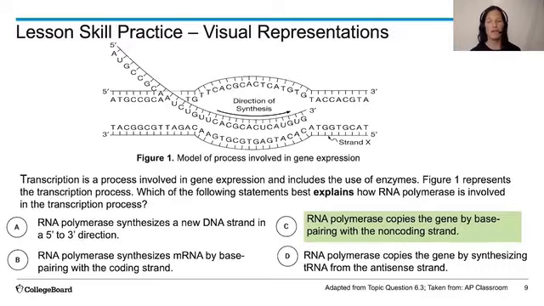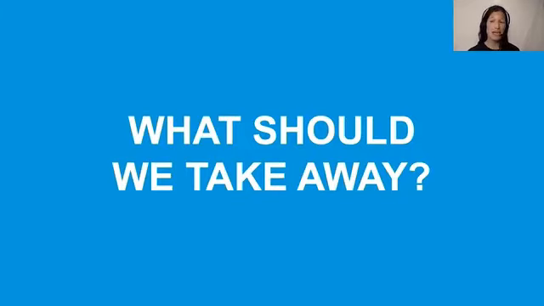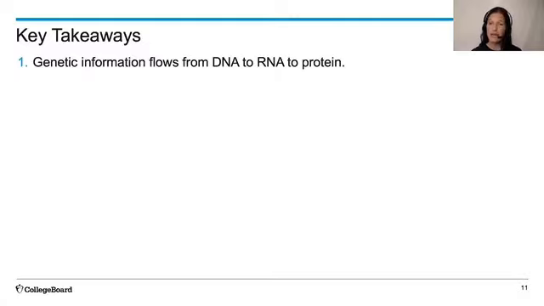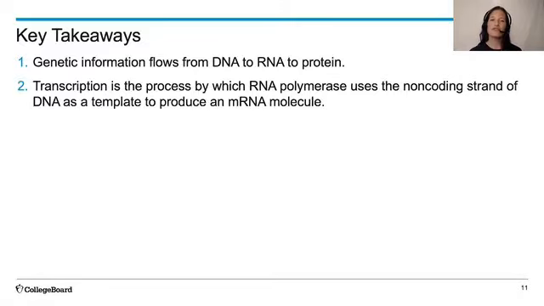Hopefully you're feeling confident and comfortable with the content that we talked about. If not, feel free to go back, rewatch the video, take some notes for yourself, and look at these key takeaways. Make sure that everything is synthesizing itself the way we hope it does. So our big takeaways, what did we learn? Genetic information flows from DNA to RNA to protein. This is sometimes called the central dogma of biology. Second, transcription is the process by which RNA polymerase uses the non-coding strand of DNA as a template to produce that mRNA molecule. So it's that first step, DNA to RNA.